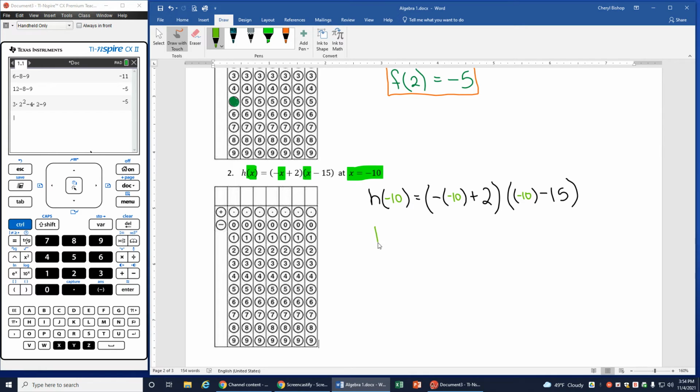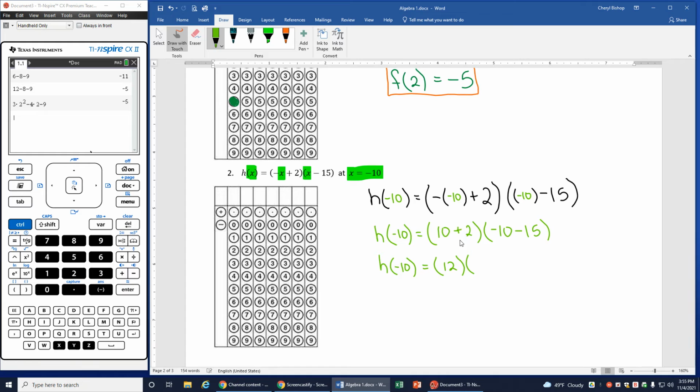Okay, so if I was going to go through and solve this, negative 10 equals, right here I've got negative, negative 10. So that's really a positive 10 plus 2. And then here, this is just a negative 10, so really it's a negative 10 minus 15. I'm going to combine those like terms and get 10 plus 2 is 12. And negative 10 minus 15.